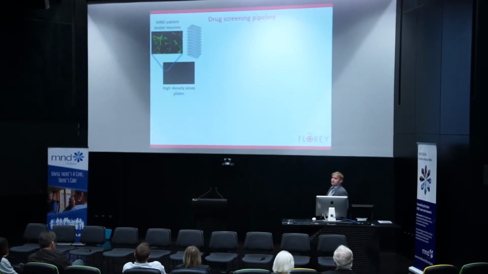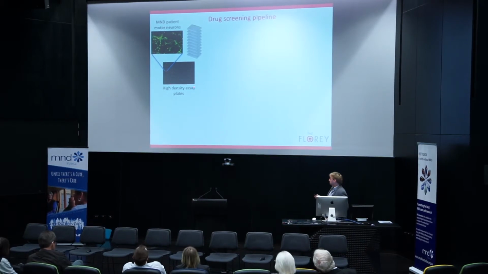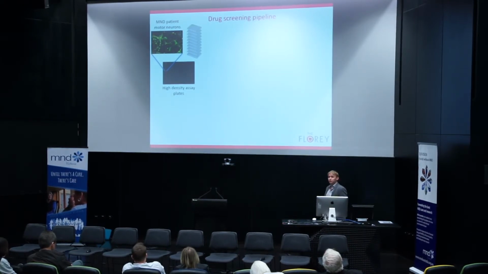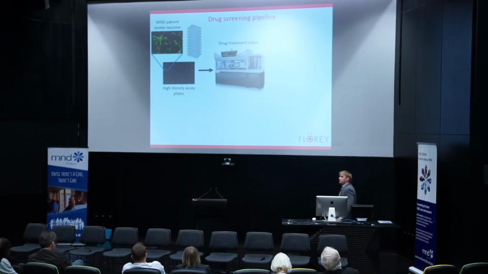And what you'll see examples of today is we're able to take these motor neurons that we've grown from MND patients, and add them to these plastic dishes. You can see that these dishes contain tiny little chambers, and there's about 384 of those per plate. We're able to then scale this up and put many plates into these machines. And this is the robot. This is the first robot you may see today.